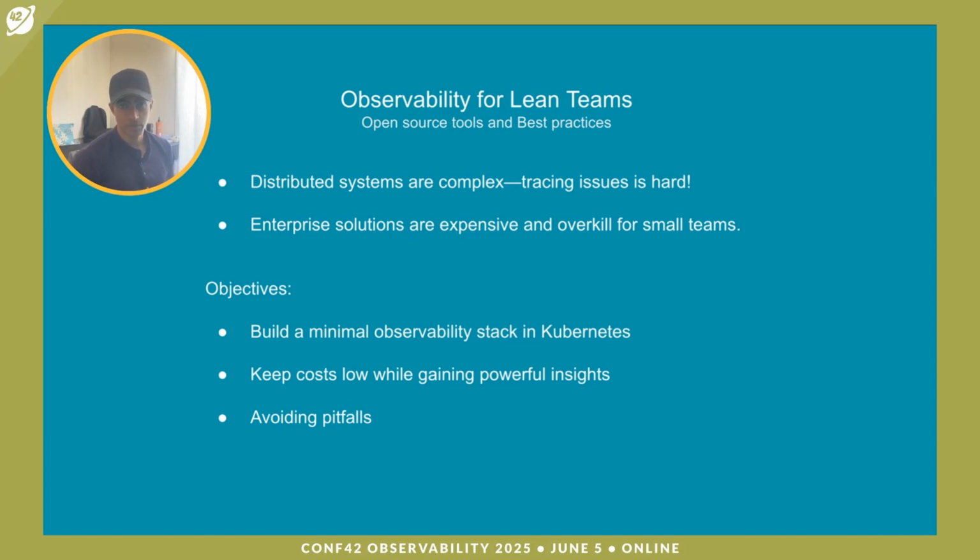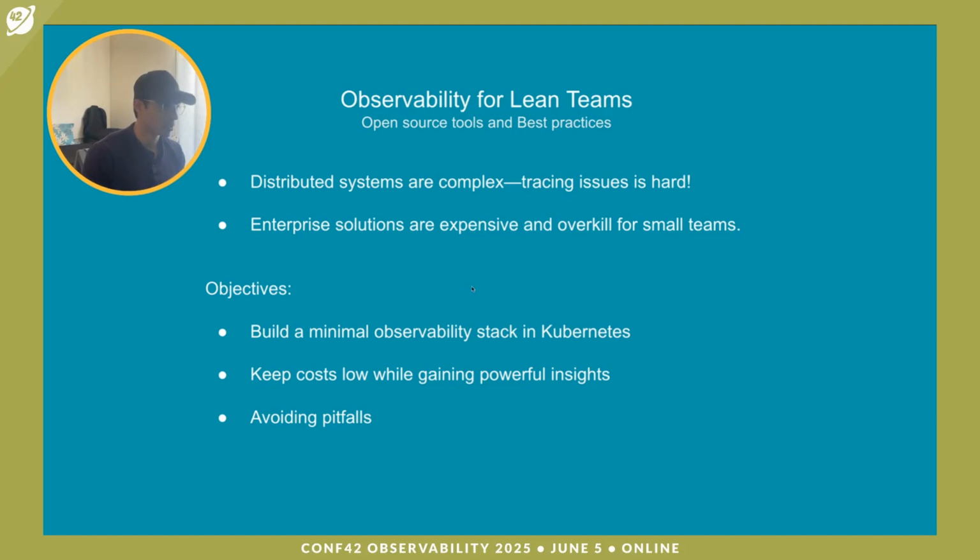I know that distributed systems are very complex and tracing issues in a distributed system is very difficult. And at the same time, enterprise solutions, although very helpful, are very expensive, especially for small teams. So in this talk, my objective is going to be how to build a minimum observability stack in Kubernetes, keeping the costs low while also gaining some useful insights about your system, and finally avoiding some obvious pitfalls that you can run into while designing some of these systems.